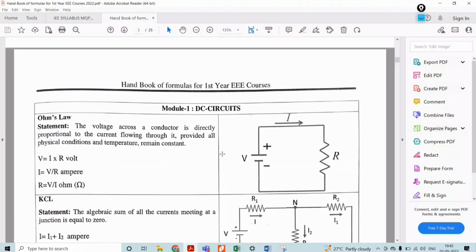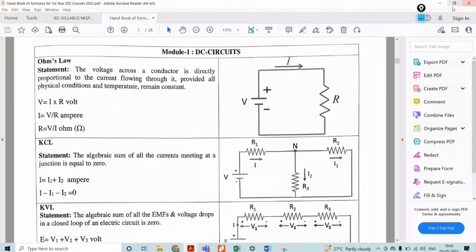First thing, as per Module 1, they have provided Ohm's law and its statement, along with these equations.